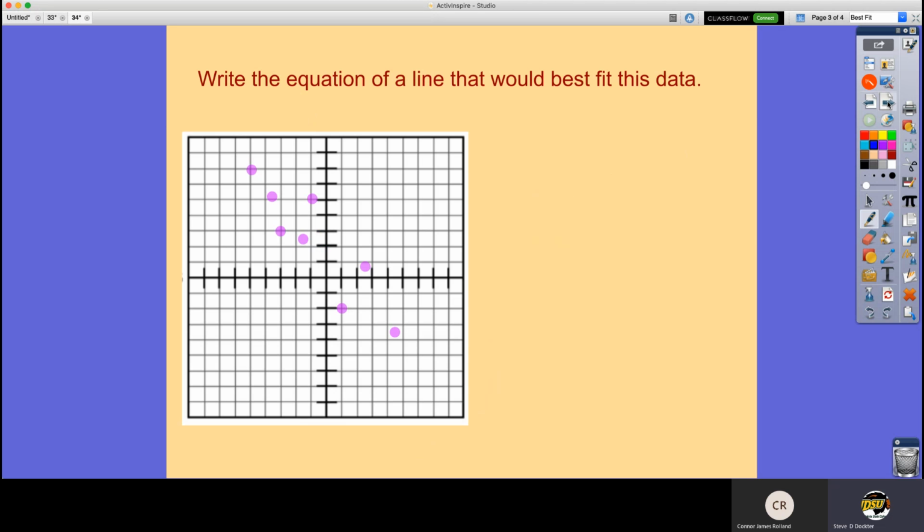We need to find a line of best fit here. All right, so go ahead and copy this down.